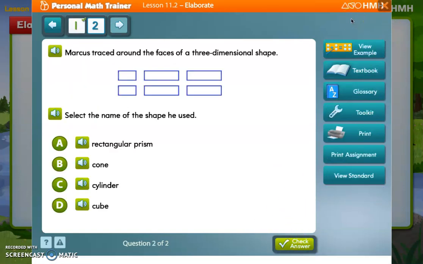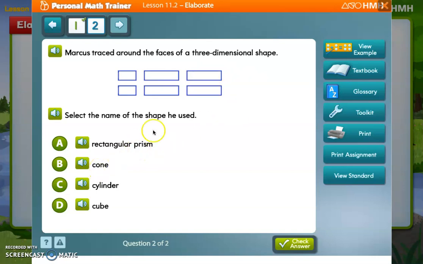And number 2 says, Marcus traced around the faces of a three-dimensional shape. So I'm assuming these are what he traced. Okay. Select the name of the shape he used. So when we look at this shape, we see a lot of rectangles, right? There's a rectangle here, here, and then we got all these rectangles right over here. So if these were the faces of the shape that he was tracing, and they're all rectangles, we can easily say that this is a rectangular prism, right?